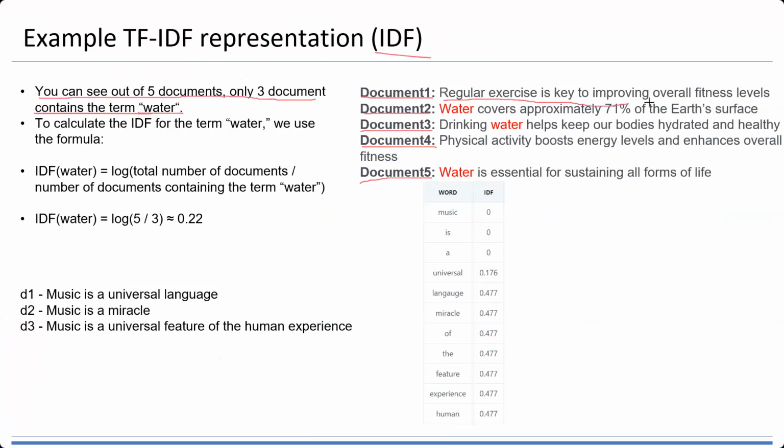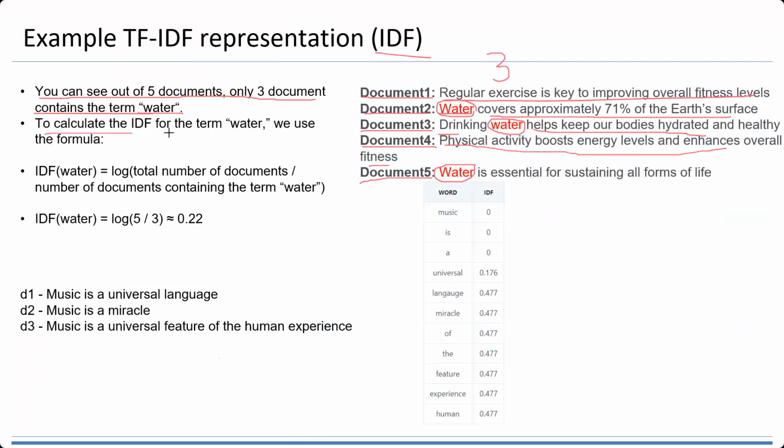Like this one: regular exercise is the key to improving our all fitness levels. Water, okay, there's water here, and then document 3, drinking water, and so on. Document 4, there is no water, and document 5, we have water. So it means there are 3 out of 5 documents.